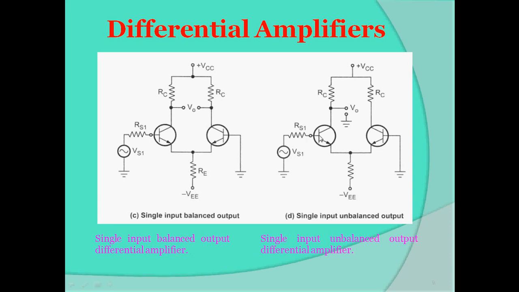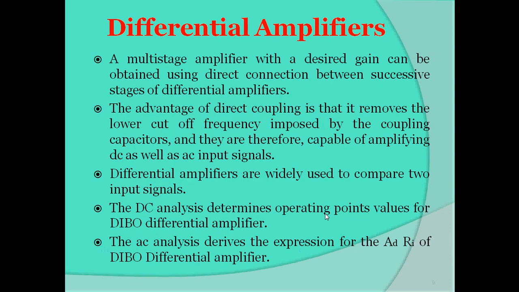Again, this is a single input type of amplifier, and the output is collected at one of the collectors with respect to ground. So we are not collecting output at this collector. Either we can collect from Q1's collector or from Q2's collector. So this is called a single input unbalanced output differential amplifier.